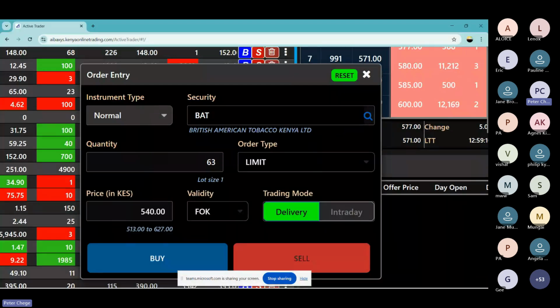Then we have delivery. Delivery is the one that is tied to T+3. When you buy today, you wait for 3 days to settle before you can sell. Intraday, however, is where you can buy and sell the same share the same day. Remember, in normal trading rules you are not allowed, but intraday allows.